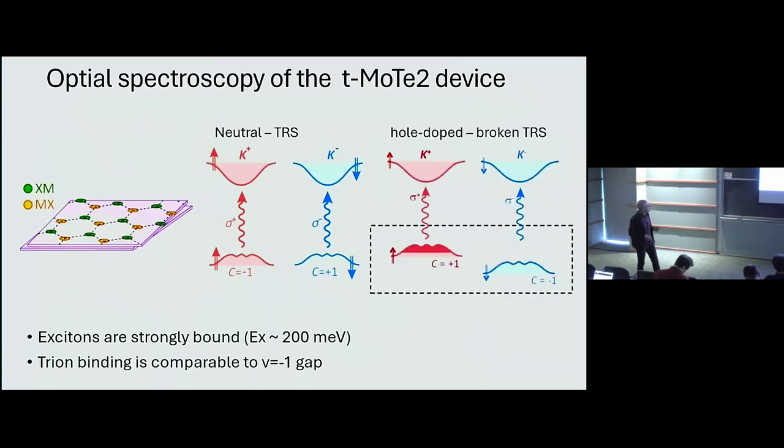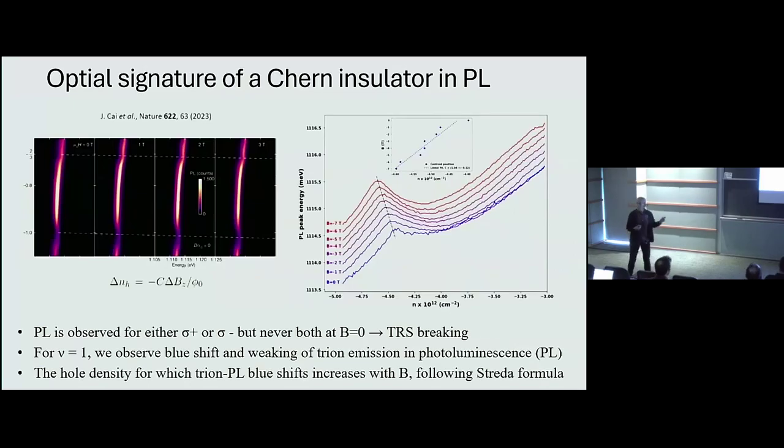the physics is boring. But once we hole dope the system, then we will see that the system spontaneously breaks time reversal symmetry. Okay, and this can be understood as due to exchange interactions favoring the holes to occupy either the K minus valley or the K plus valley. In this case, I chose the K plus valley. Okay, and we'll see how this can be changed. All right, so how do we know this?